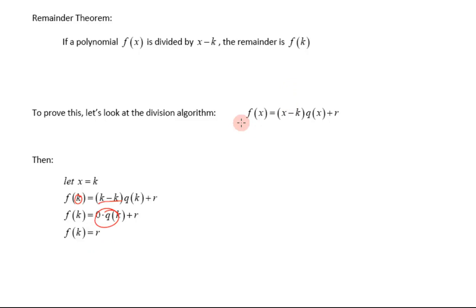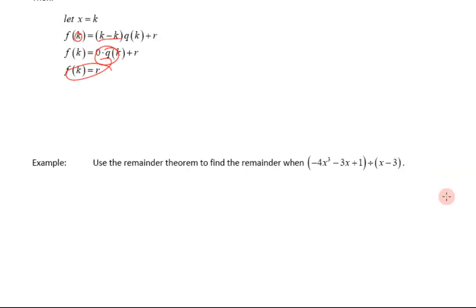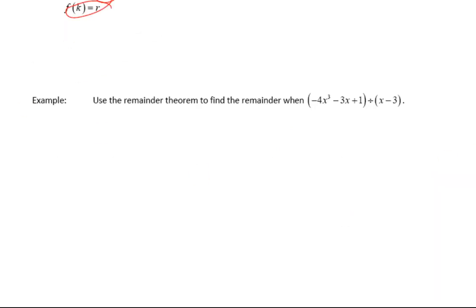When we evaluate this function at this value, k is the 0 of that, I get the remainder r. So that's what they call the remainder theorem. Let's look at an example. If we take this polynomial here and divide it by this polynomial, we can work it all the way out and get the remainder. Or we could just have used the remainder theorem to find the remainder.